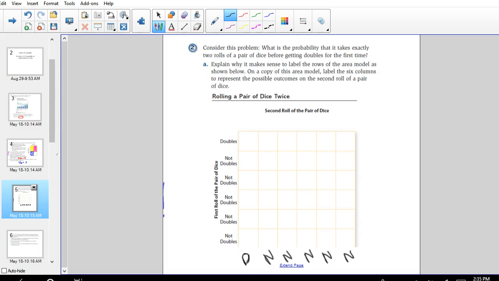Whenever we're thinking about doubles, if you think back to the stuff that we've been doing, there are 6 different ways that you can get doubles: 1 and 1, 2 and 2, 3 and 3, 4 and 4, 5 and 5, and 6 and 6. So you've got 6 ways out of 36 possibilities. 6 out of 36 is 1/6. So you've got a 1 in 6 chance that you will get doubles each time you roll the dice. That explains why it makes sense to label our area model like this.